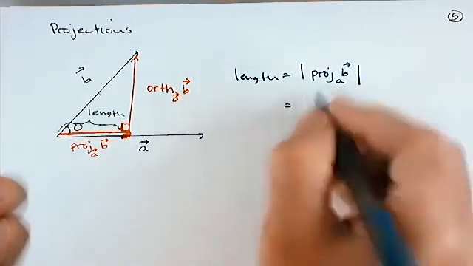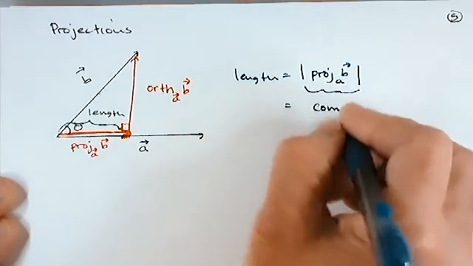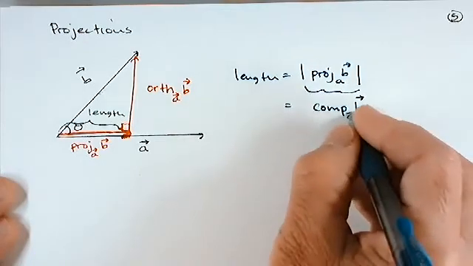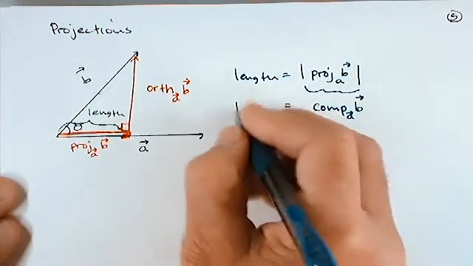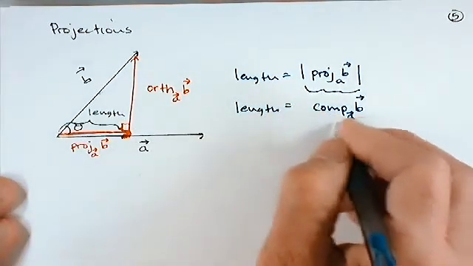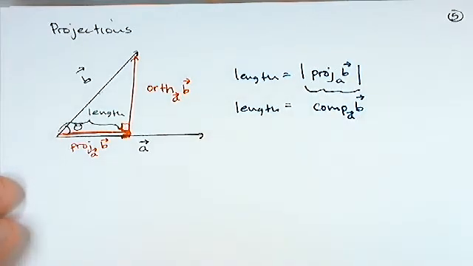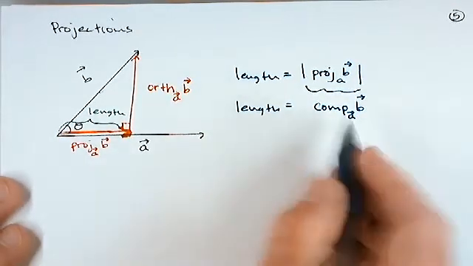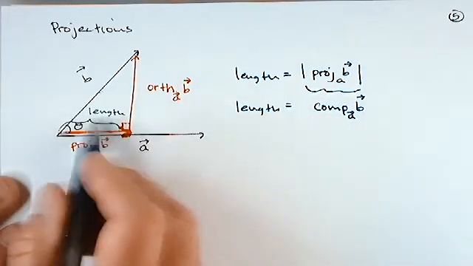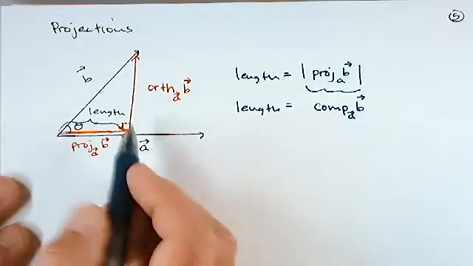Now we have a special name for this. We're going to call this the magnitude of the projection vector, the component of B onto A. That's what that COMP means. But that's nothing more than just the length of the projection vector. We're just going to call it the component of B onto A. Okay, so our first task is to find this length. What I wrote here in green, you can call that the component of B onto A.